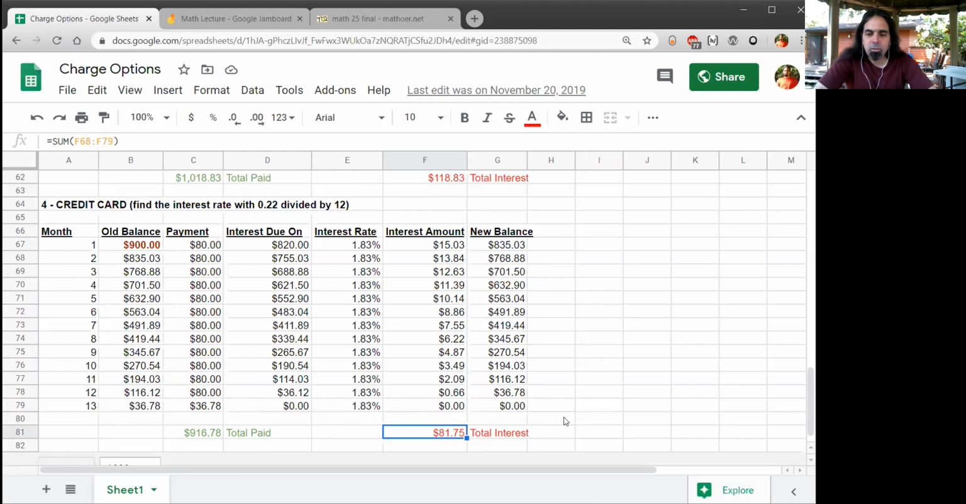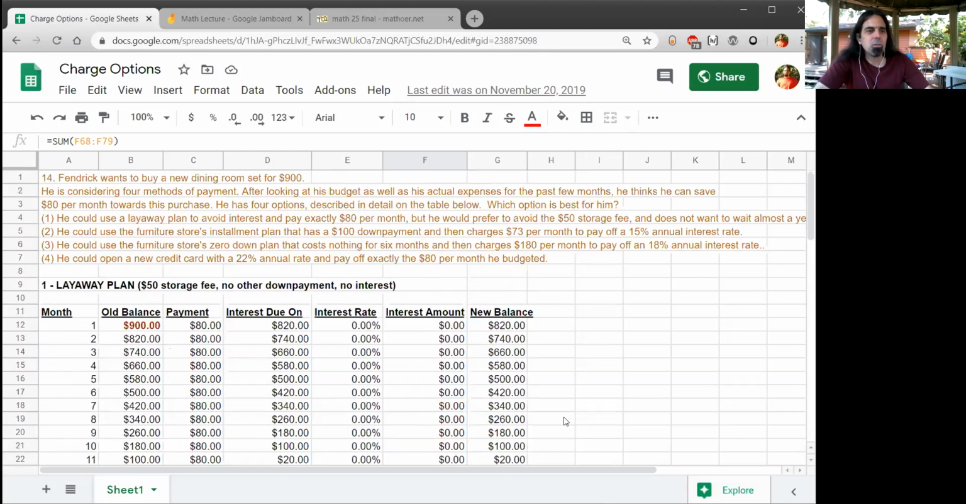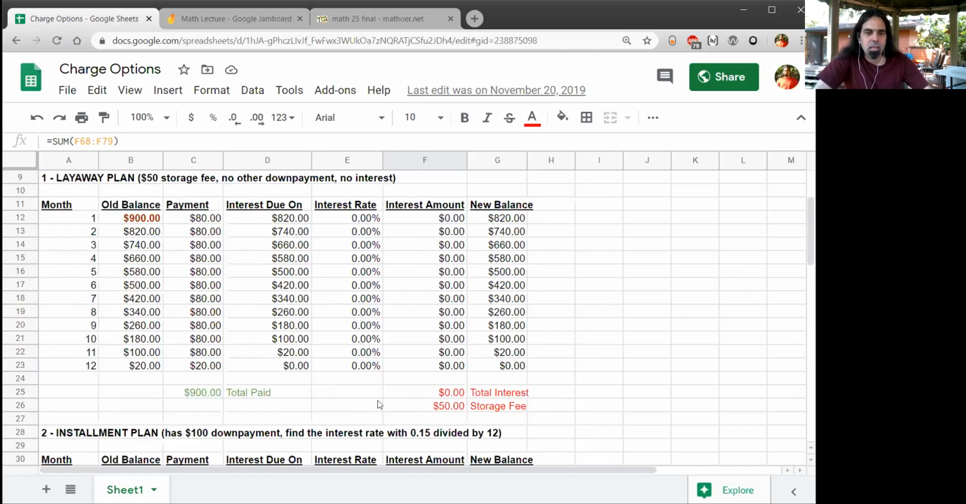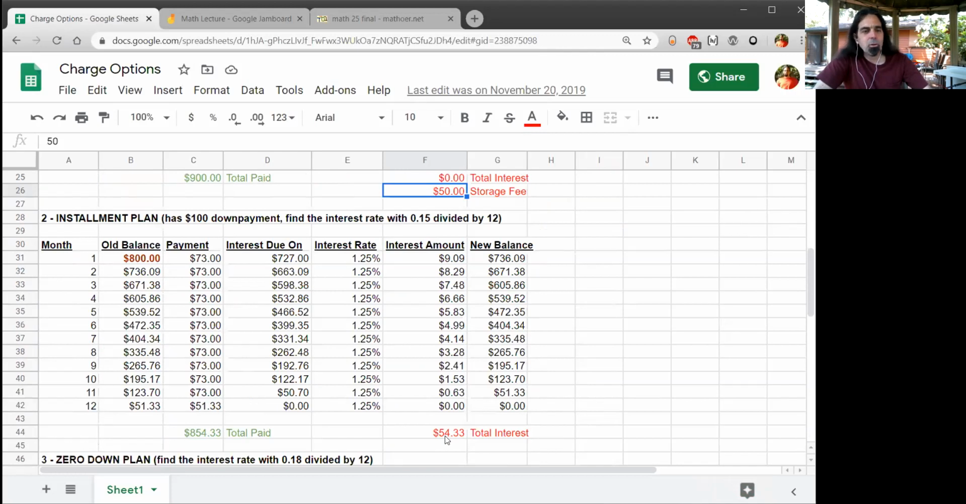So we don't know what his name is? Fendrick. We don't know what Fendrick actually will do, but we can see the pros and cons. If he wants to pay the very least amount, he can do the layaway plan. But that's kind of stupid because it only costs him $4.33 more to do the installment plan, and then he gets the table right away.